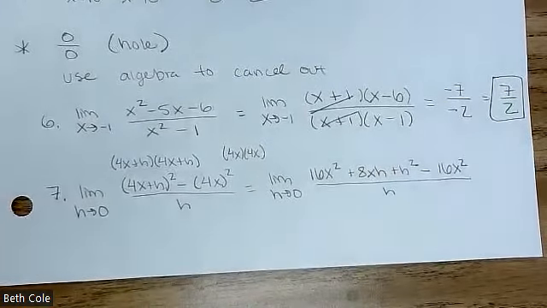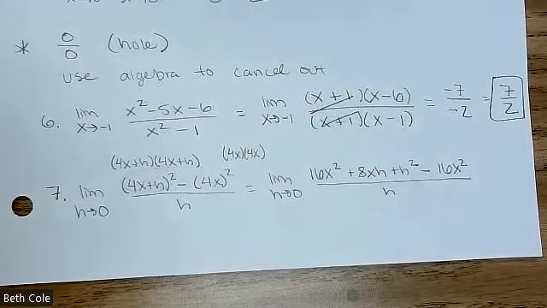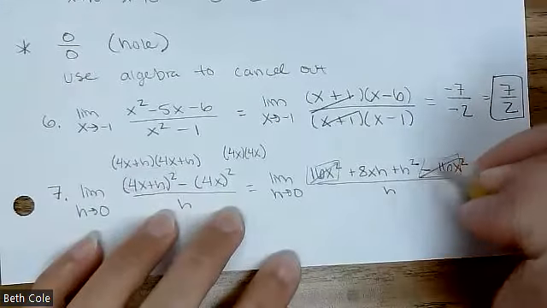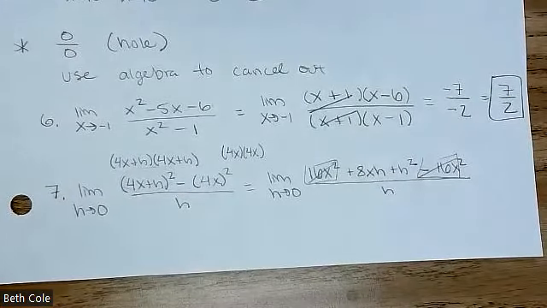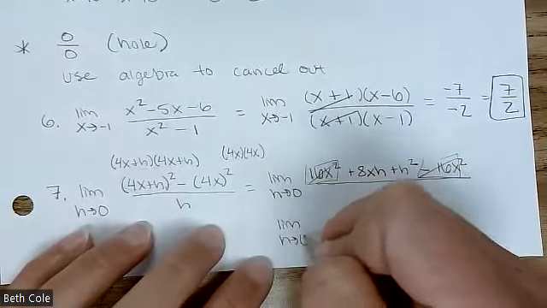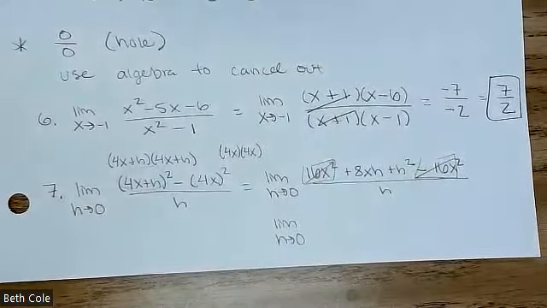Okay, we did the hard part. Now you want to look for stuff that goes away. So do you see any terms that will cancel? Good, the 16x squareds are gone. And we've got one more step where we're going to have to write the limit.